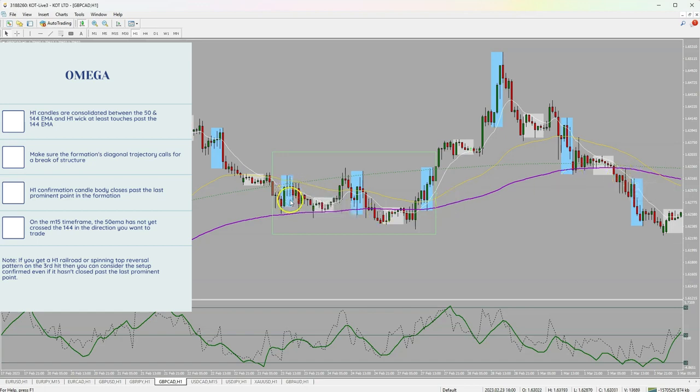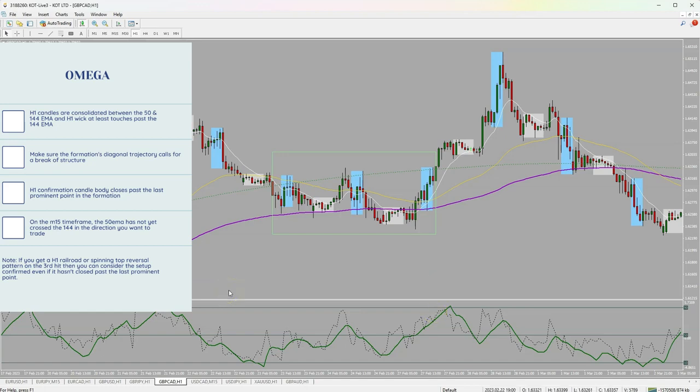I'm just saying we need at least, like right here, I'm not even paying attention. Right here, it's like, oh, okay, we might have Omega forming because it finally touched past the 144 EMA. But that's all the first rule is. Look for that consolidation there. Second rule, make sure the formation's diagonal trajectory calls for a break of structure.